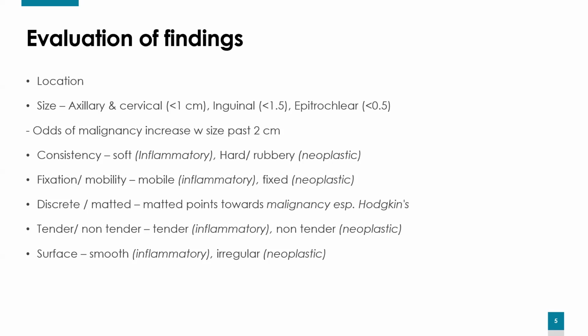Next is discrete or matted. What does that mean? Discrete means it's solitary; you can feel the edge around it and say this is one. Matted means it's like 5 lymph nodes attached to each other, grouped together like one big thing. Discrete usually points towards inflammatory, though it's kind of neither here nor there, but matted always points towards malignancy, especially Hodgkin's lymphoma.